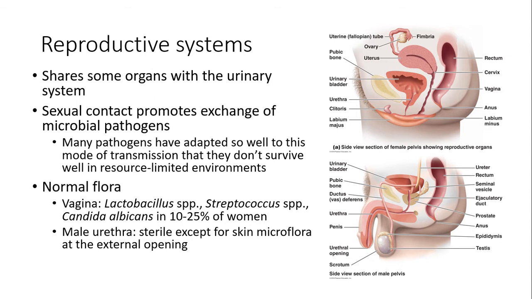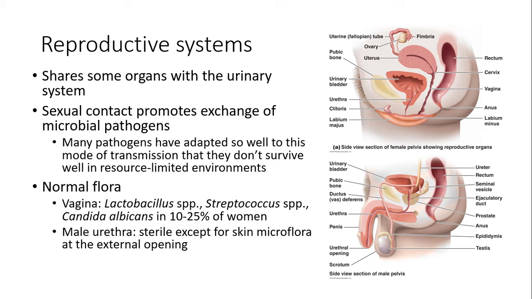Okay, so the reproductive system, you've seen this before. This isn't a sex ed class, but they will have some of the same organs as the urinary system, especially on the men's side, because the urinary tract as well as the sexual reproduction organs still take advantage of the penis and the urethra that's contained there.